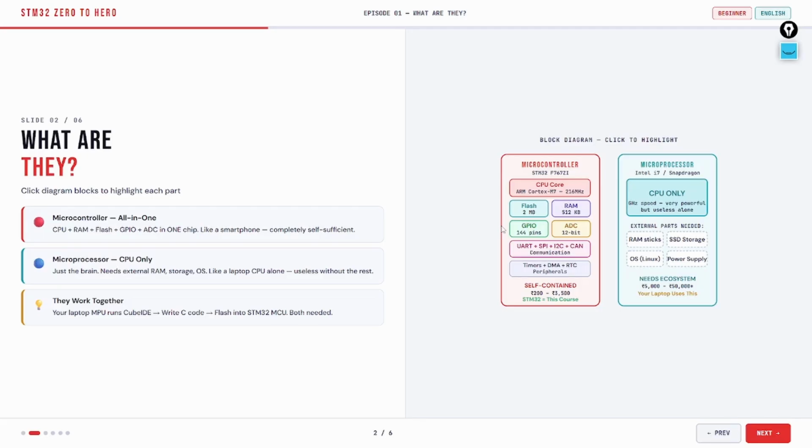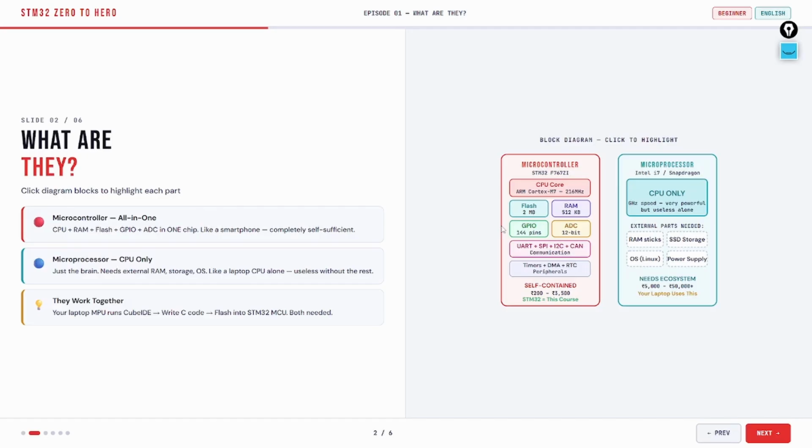RAM, we all know it's like a cache memory, right? Where currently running variables will be stored. Then we have ADC. So if your sensor is analog, you have to convert it into digital. Then we have UART, we have SPI. These are different serial interfaces where you can send the data and receive the data. So the microcontroller has all these things within the chip.